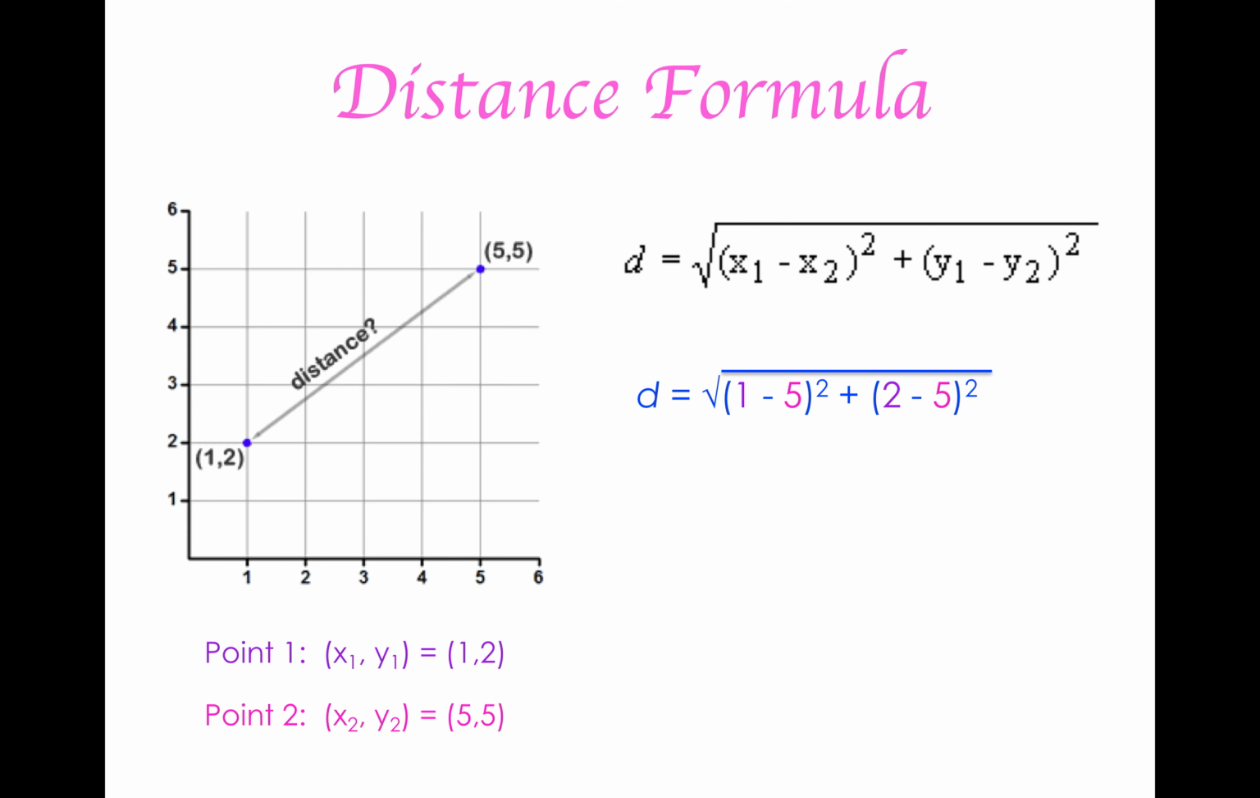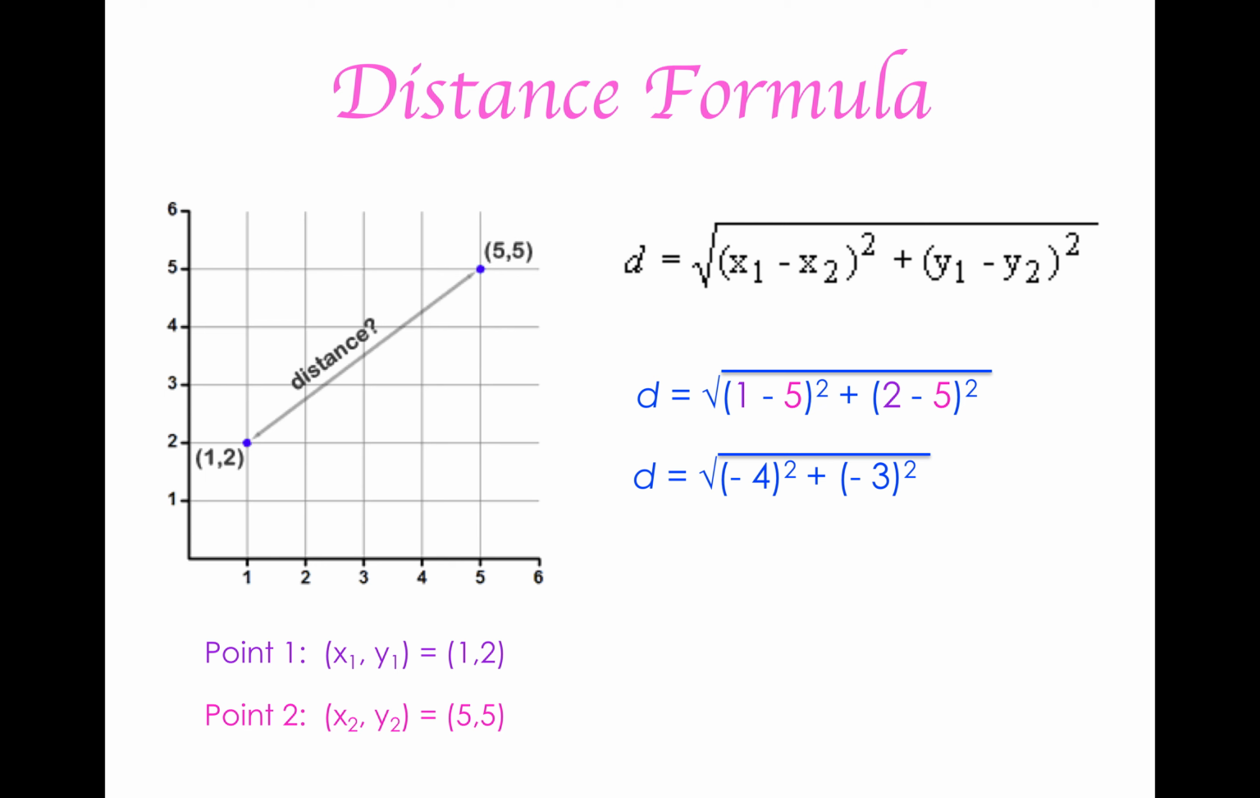2 is the y sub 1, and 5 is y sub 2, my purple and my pink. And then I'm just going to do my arithmetic. Please use your calculator if you get nervous when we're talking about negative numbers. Because if you look at what's inside my parentheses, you can see my second number is larger than my first. So you're going to end up with a negative number.